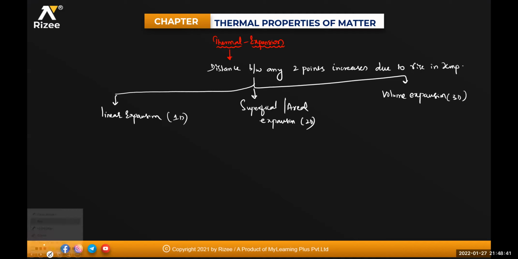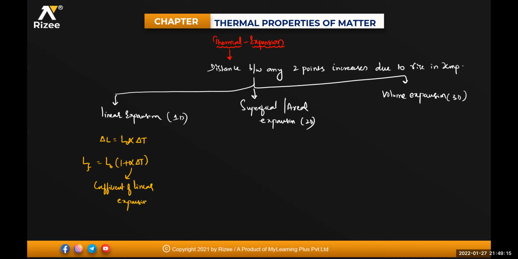In linear expansion, what is the formula you remembered better? Whenever a rod is being heated, the expansion is delta L equals original length L naught into alpha into delta T. That means the final length L final will be equal to L naught into 1 plus alpha into delta T. Alpha is known as the coefficient of linear expansion.